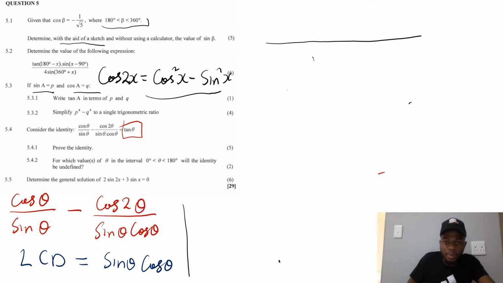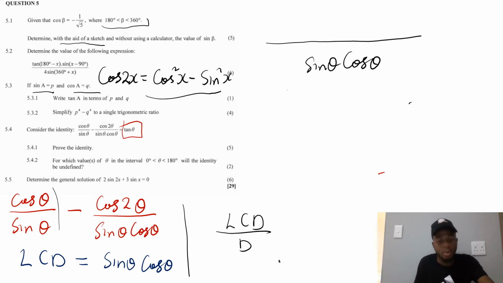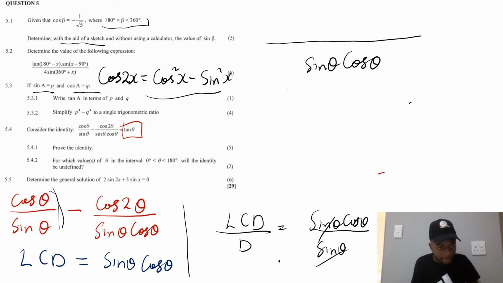LCD, it's going to be sine theta cos theta. Okay, then if you want to know what you are going to multiply with here, it's simple. We just say LCD divided by the denominator of that term. The denominator is sine theta, so the LCD is sine theta cos theta, divided by that sine theta. So this part, I'm going to multiply with cos theta because I will be left with cos theta.